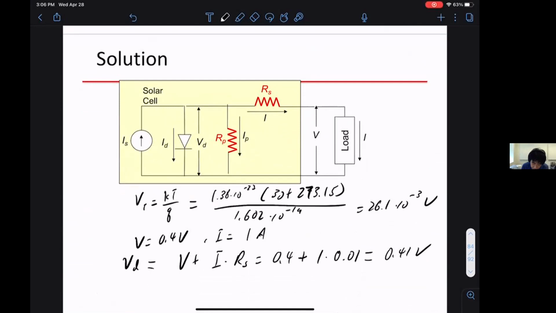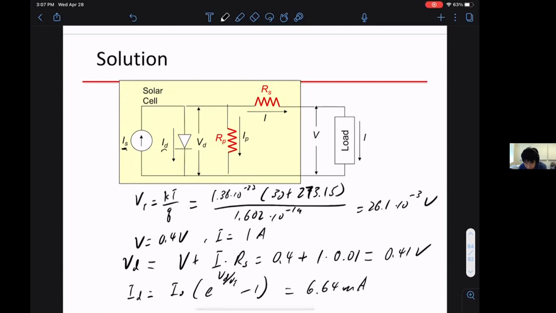The reason I want to compute this is that I want to know what the solar current is. That will tell me how much power I'm pulling out of this current source. To compute that, I need to know ID, how much current goes through the diode, and for that I need the voltage across the diode. So ID is the reverse saturation current times e to the VD over VT, minus 1. This is 6.64 milliamps.